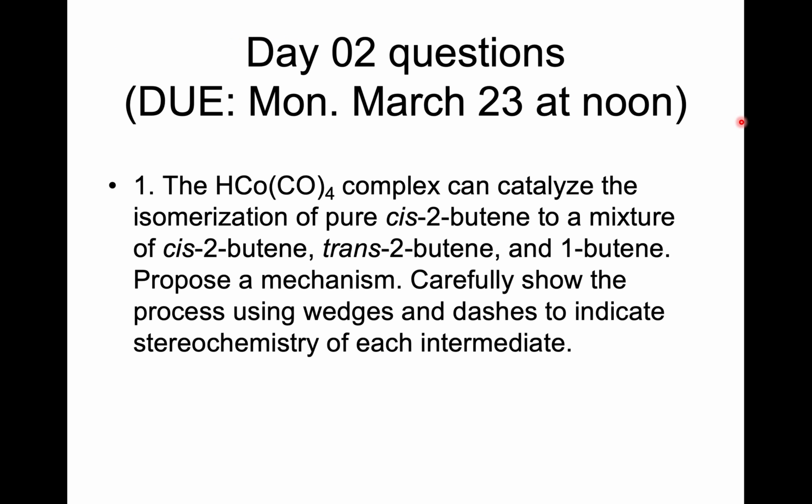All right, so it was found that this cobalt hydride complex can catalyze isomerization of pure cis-2-butene to a mixture of cis-2-butene, trans-2-butene, and 1-butene. I'd like for you to propose a mechanism for this. Carefully show the process using wedges and dashes to indicate the stereochemistry of each of the intermediates. This will be due Monday, March 23rd at noon.